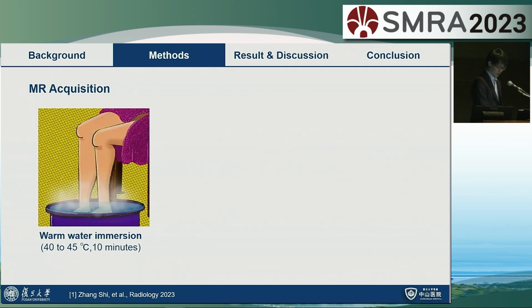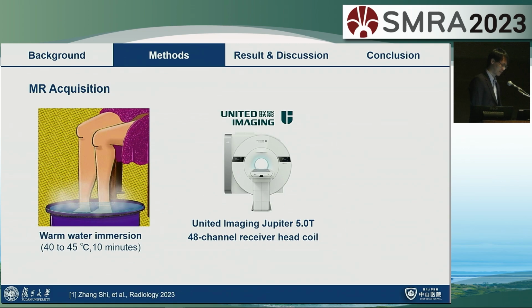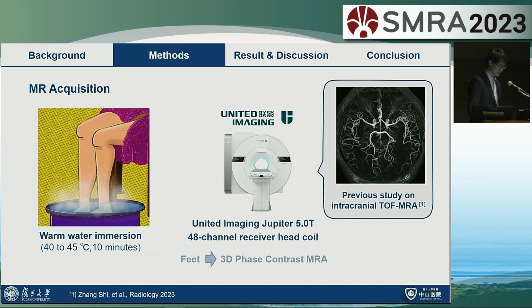As for the acquisition, we used a 5T system from United Imaging. In our previous study, we demonstrated that it has superior performance in intracranial TOF MRI. So in this study, we used it to scan the feet. The sequence we used is 3D phase contrast MRI, which is not a new technique, but we found it less sensitive to the field homogeneity of ultra-high field system.